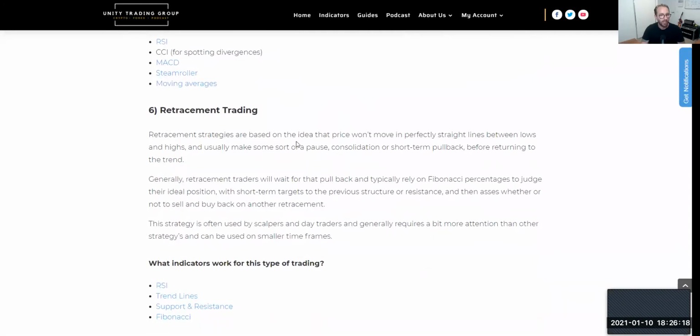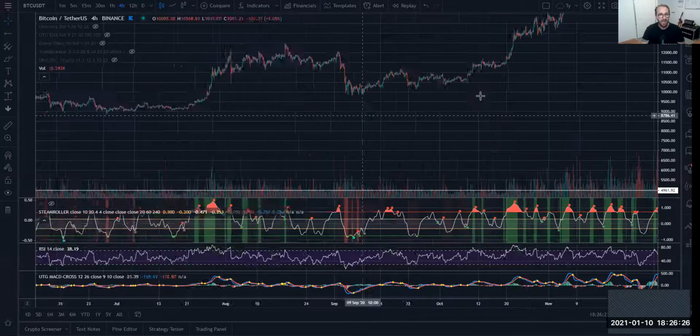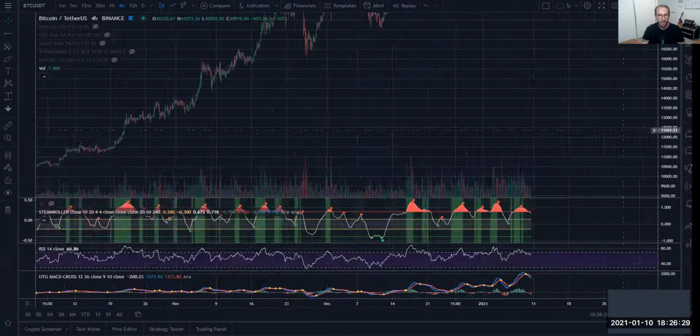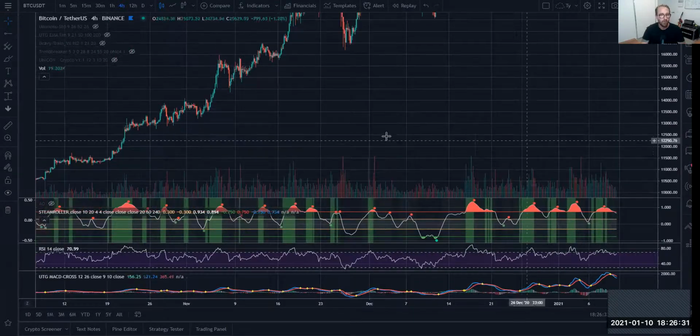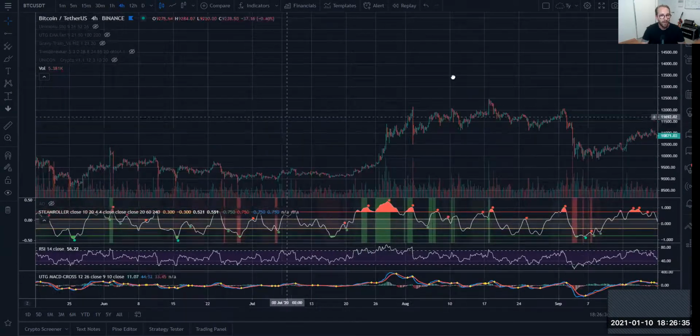Retracement trading, this is certainly a good one, particularly on the 4-hour time frames, using something like Fibonacci. So what you're doing is, retracement strategies are based on the idea that price won't move in a perfectly straight line. We definitely know that that is the case. Price does not move in a straight line, with the exception of sometimes these little parabolic moves. What we might do is we'll go back a little bit.